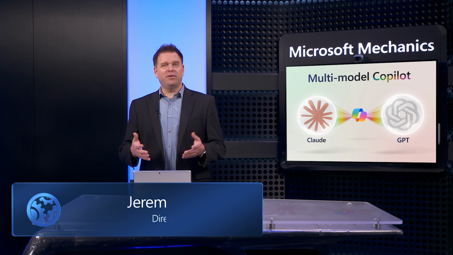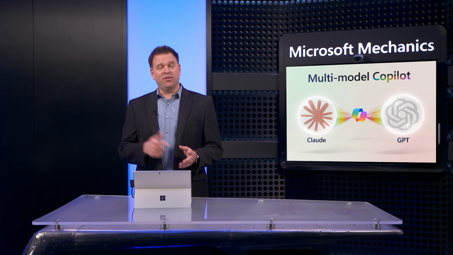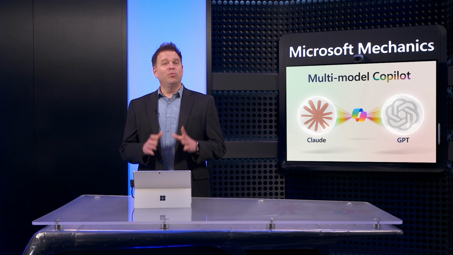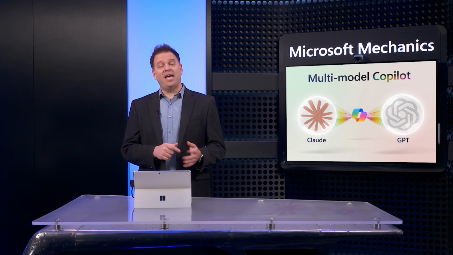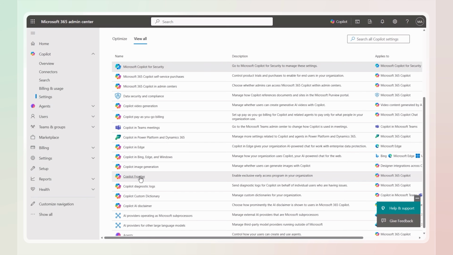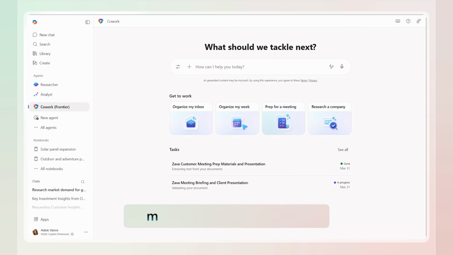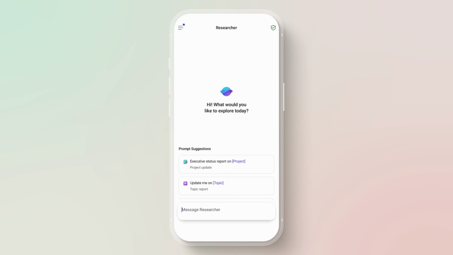So now Copilot in Microsoft 365 gives you direct access to leading models, including Anthropic and OpenAI, with multi-model intelligence and without having to switch between platforms. To get started, enable the Frontier program in your Microsoft 365 environment. Then go to Microsoft365.com/Copilot or use the mobile app to try it out.